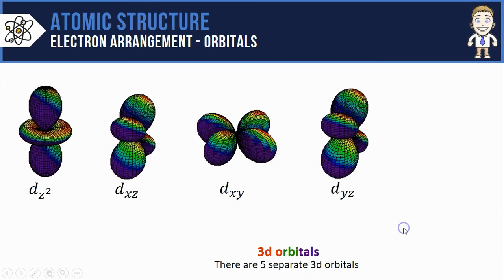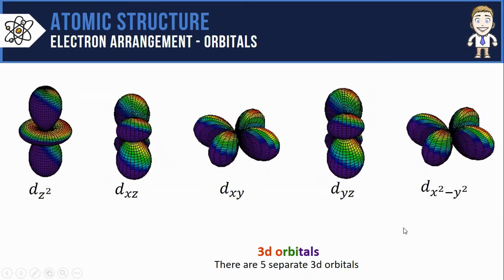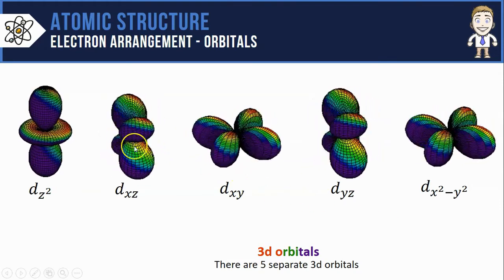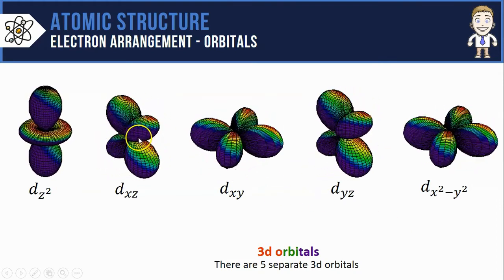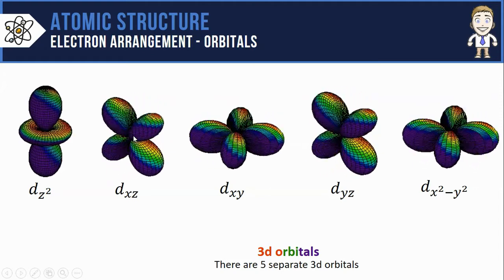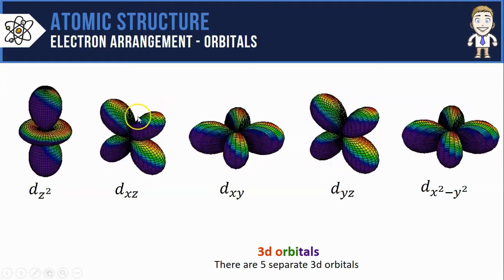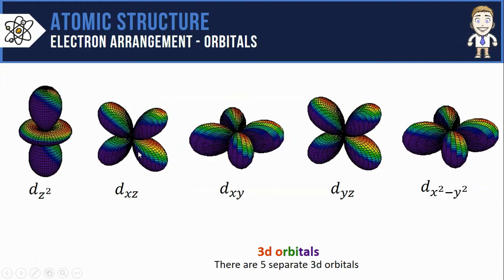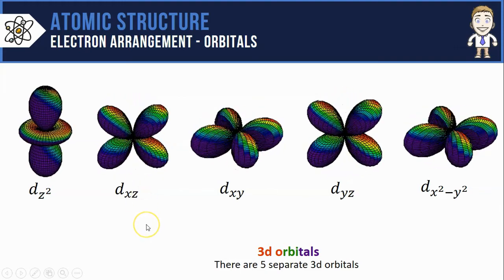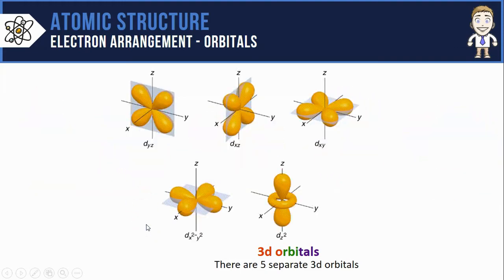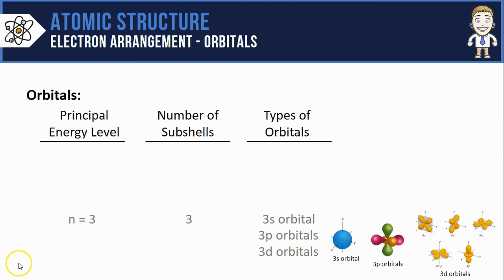They're increasingly complex in shape and name. Here's what each one looks like. Each is made of 4 distinct separate lobes, and at the center of each of those lobes is the nucleus. I'll say it one last time. These crazy looking shapes are simply regions of space where the electrons inside of them are most likely to be found. Here's a different version of those same 5 3d orbitals.